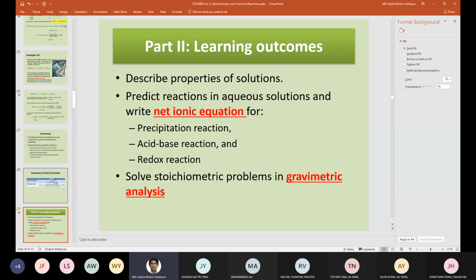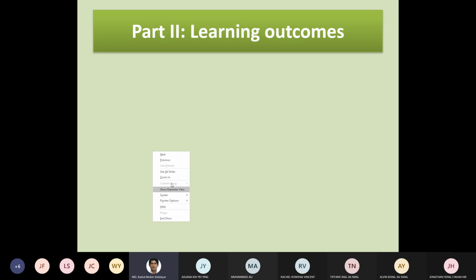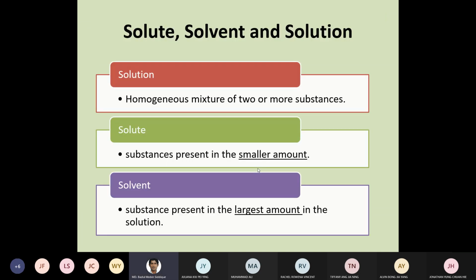lens, we can also justify the precipitation reaction, and of course the acid-base reaction, the double displacement reaction that we have seen before, and more interestingly, the redox reaction. Okay, the redox reaction, how we can explain the redox reaction as well. We will be looking through it, and afterwards the gravimetric analysis. Okay, the gravimetric analysis, we'll see.